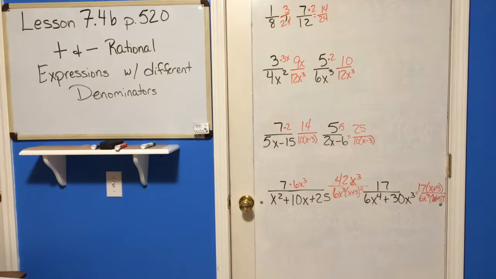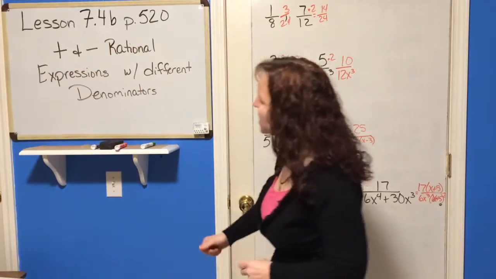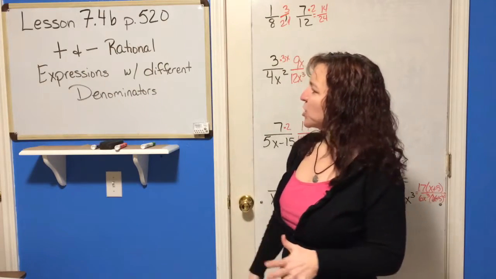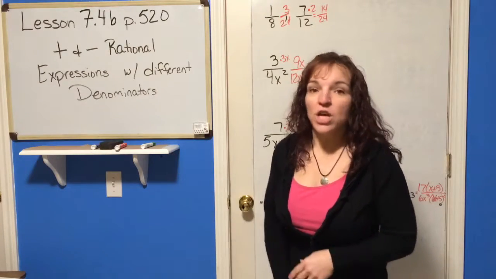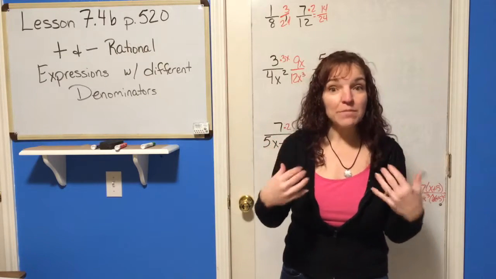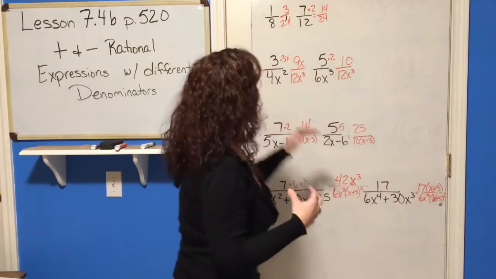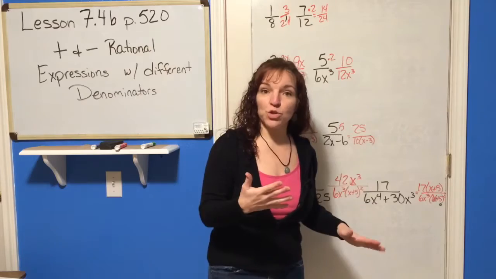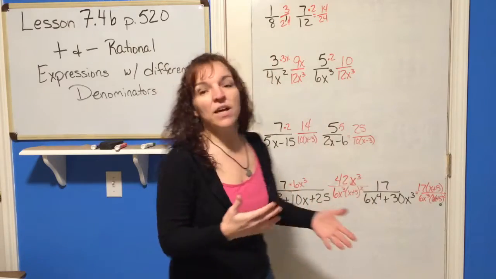The second half of 7.4 is upon us, and you knew it was coming. Now we're going to add and subtract rational expressions with different denominators. Last time we figured out how to come up with those same denominators to make them the same, and I've actually left the same problems. If you want to flip back one page in your notes, you should see these exact same problems.